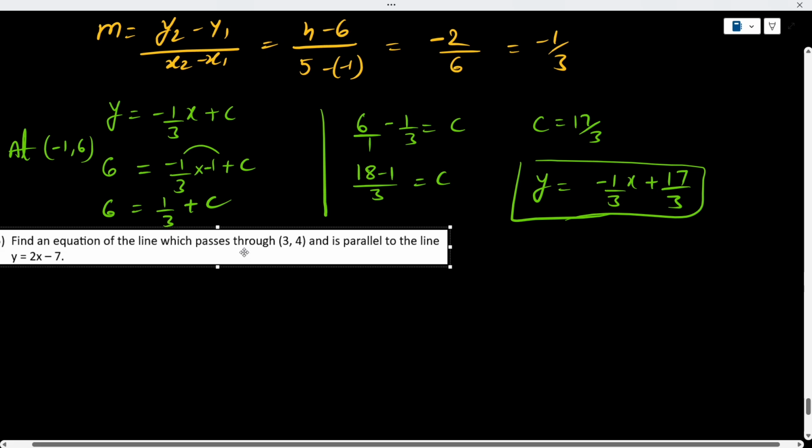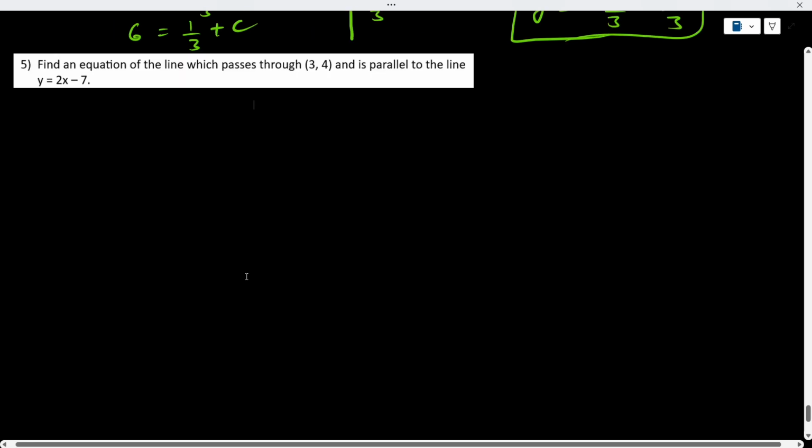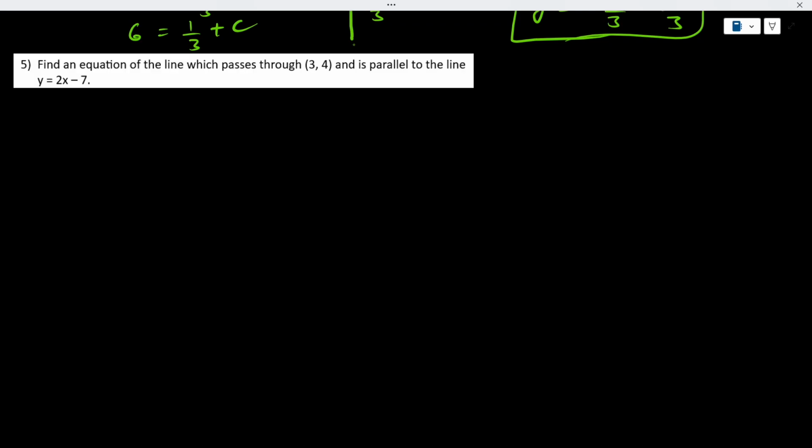This is the next question. If you will see here, your question number 5. How do we do it here? Question number 5. So till now we were finding equation of line. We found the distance between 2 points, then midpoint formula. Then what is given here? Find an equation. Now again an equation means it is y equals to mx plus c. Line which passes through 3 comma 4 and is parallel to line y equals to 2x minus 7.